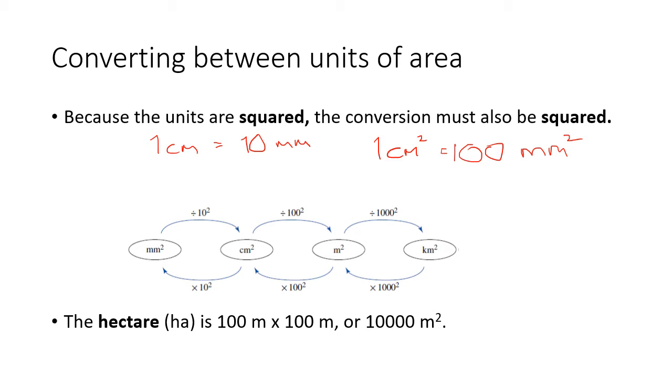So here are our conversion factors. You can see that they're multiplying or dividing by the same values, but we're squaring them. So millimetres squared to centimetres squared is a factor of 100. Centimetres squared to metres squared is a factor of 10,000. Metres squared to kilometres squared is a factor of 1,000,000. One common unit of area that we will come across is the hectare, which is 100 metres by 100 metres, so 10,000 metres squared. It's just another one that you will see.